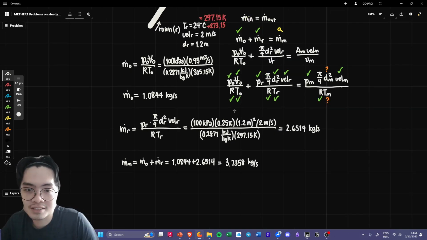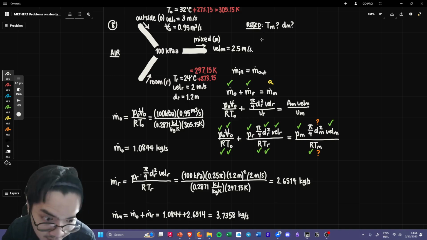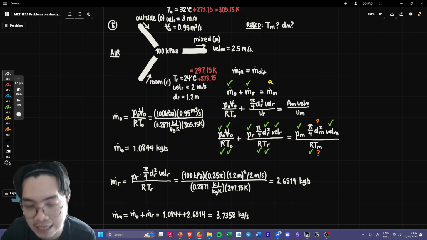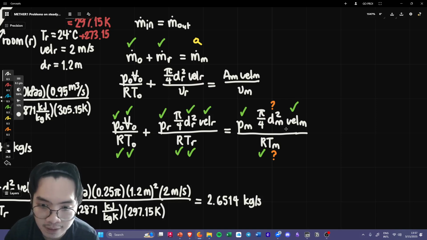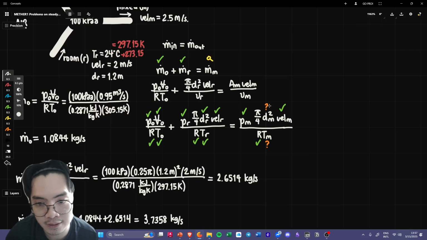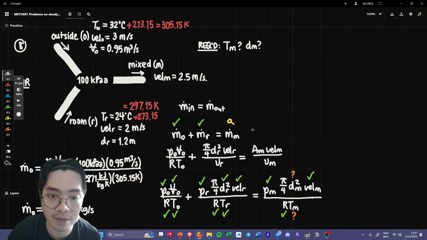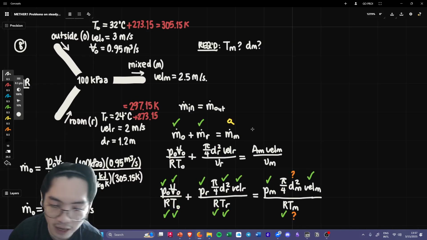Now, what is this all for? We are not even close to getting to where your TM is and what your DM is. So what are we going to do? It feels like we cannot solve for DM unless we solve for TM first, and we can't solve for TM first unless we get DM first. The thing is, the diameter will be locked behind conservation of mass. You can't get it through any other means.